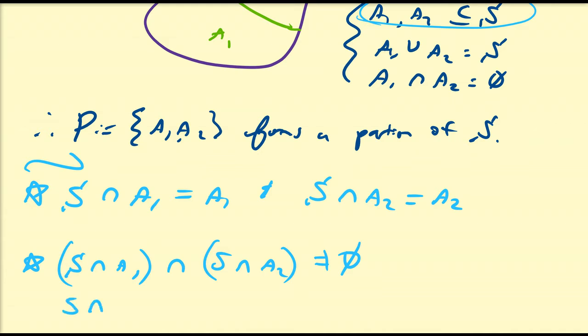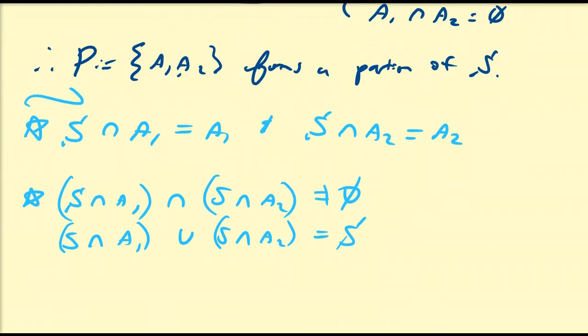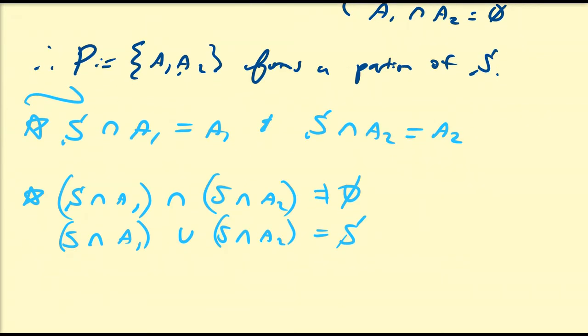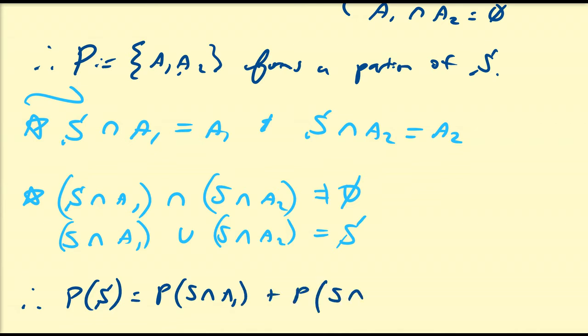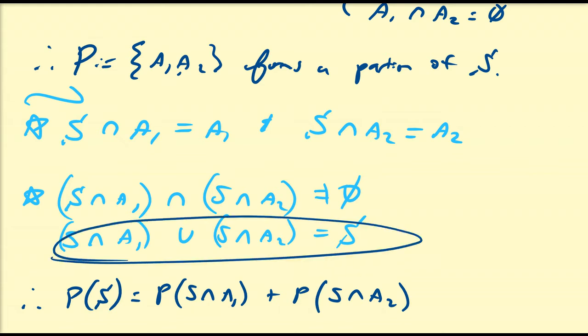Also, S intersection A1 union S intersection A2, what is this going to be equal to? We should be able to verify that this is the set S, using the same exact logic. That means we can rewrite the probability of S as the probability of S intersection A1 plus the probability of S intersection A2. Why is this the case? We're finding the probability of this set, and S intersection A1 and S intersection A2 are disjoint, so we're using the sum rule that we derived earlier.